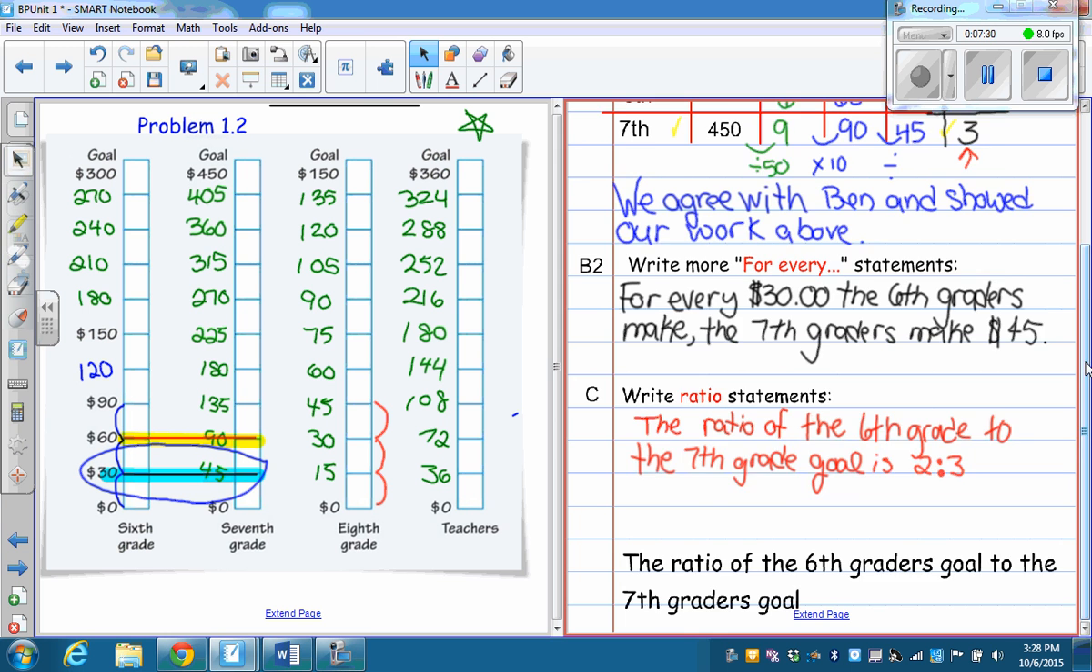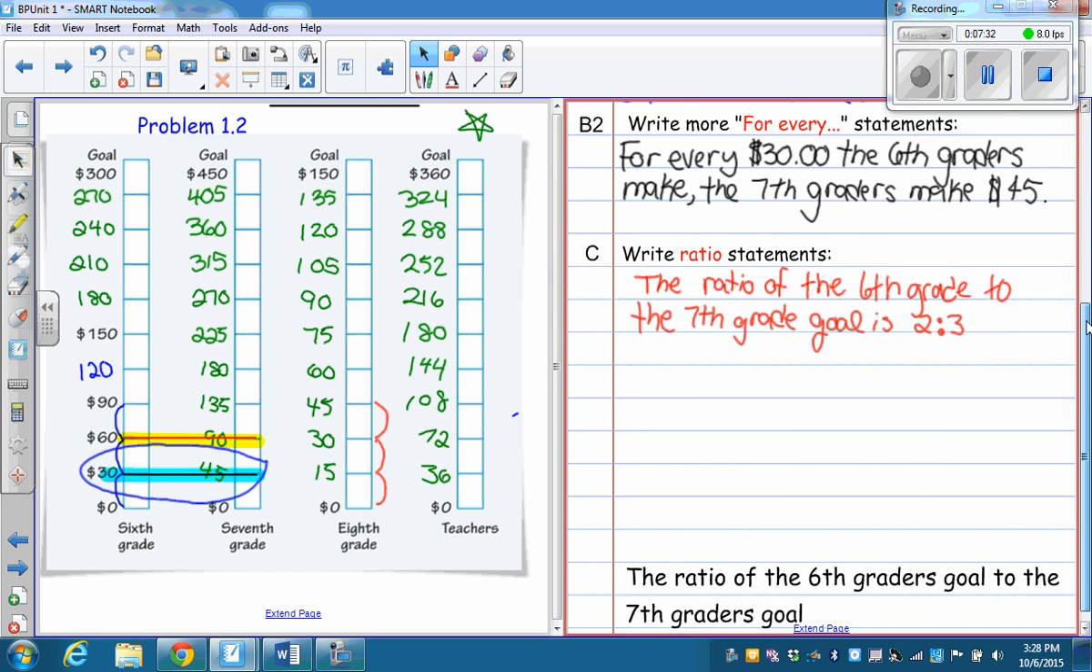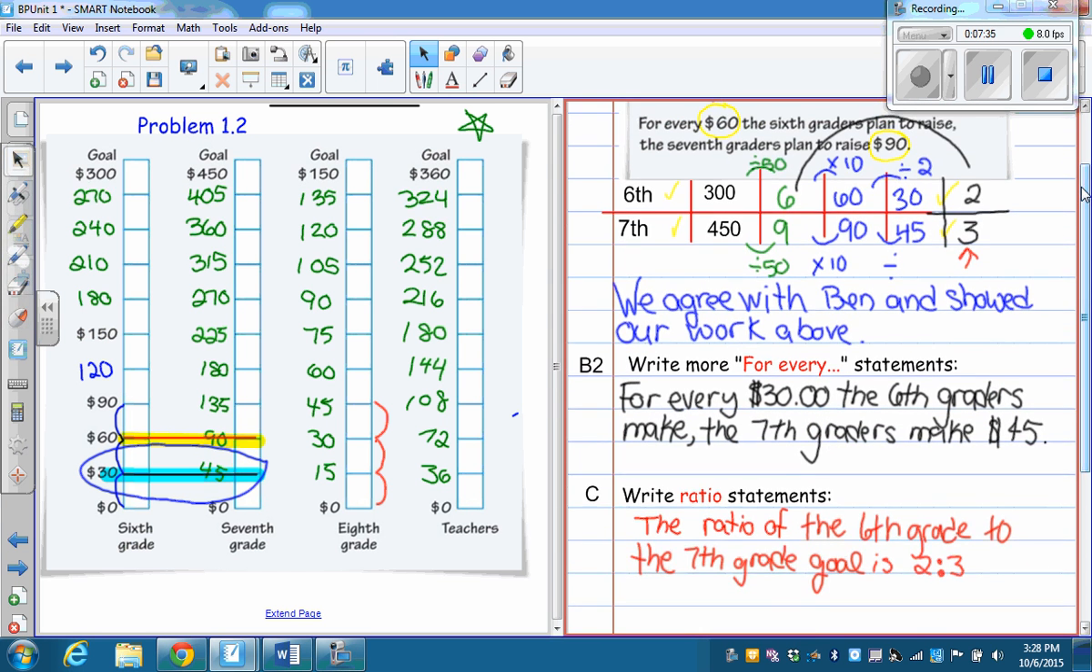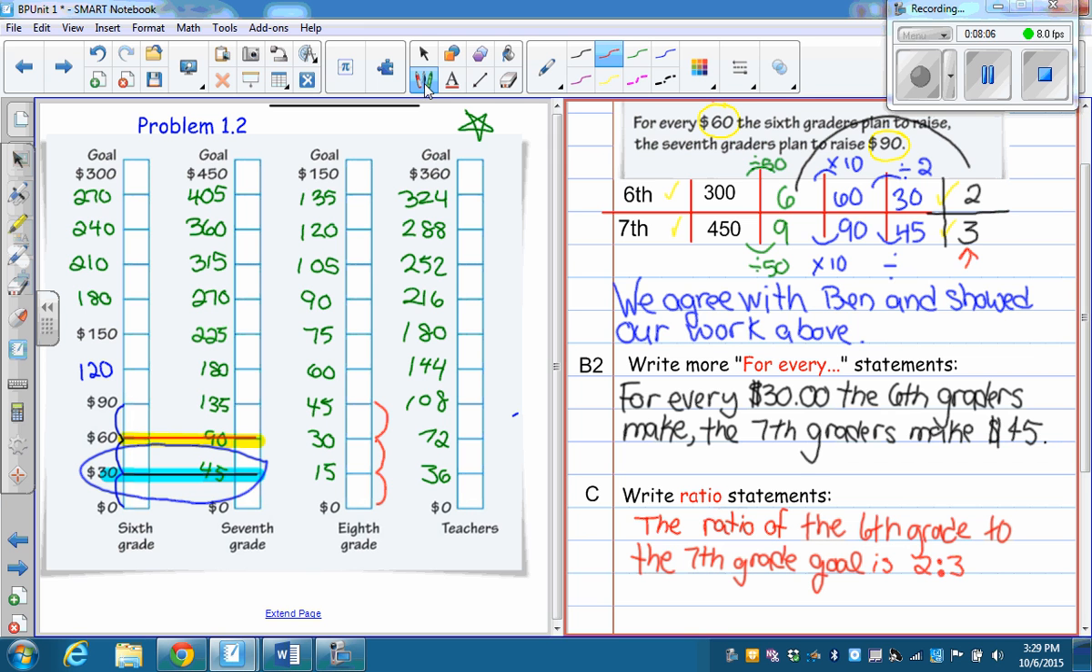And you can even make a fraction statement. What would the fraction statement be? Somebody I haven't heard from yet. I don't think I've heard from you today, Lydia. The fraction of the sixth, how would you make a fraction statement? The sixth grader's goal is what fraction of the seventh grader's goal? How would you say that? That's right. So up here, you could say the sixth grader's goal is 2/3 of the seventh grader's goal. Does that make sense? Yeah.